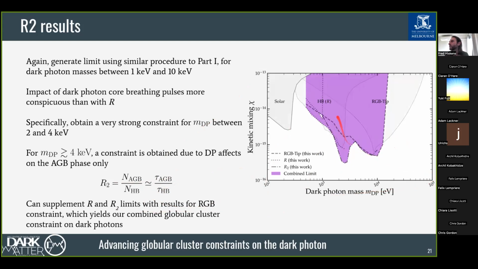which yields the following combined constraint shown in purple here. As you can see, the red giant branch tip one is shown as the black dashed line, and it's really only the most effective over here past this 10 keV mark. You also see that, rather frustratingly, there's this tiny little triangular region where the bounds just don't overlap. It's a bit irritating and doesn't look very nice, but I suppose it does mean that we were at least quite thorough with the parameter scan that we did.